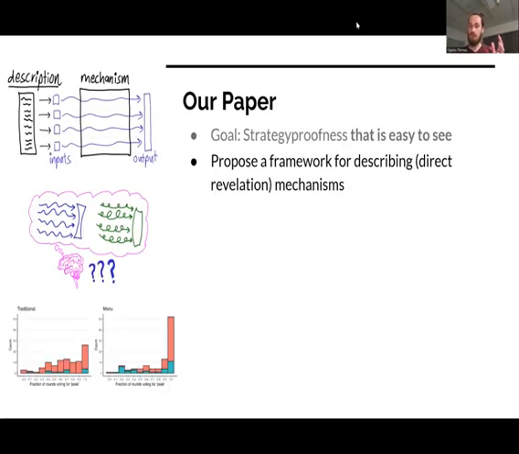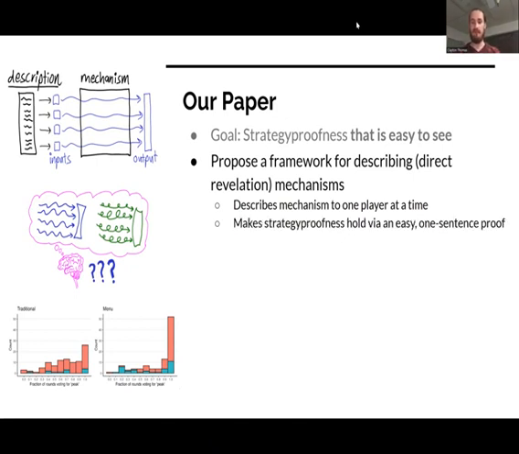So towards this goal, what our paper does is we propose a framework for describing direct revelation mechanisms. This framework describes things to one player at a time, so I'll tell one student at a time what they're going to get. And it makes strategy-proofness hold via an easy, universal one-sentence proof. For any description in our framework, this one-sentence proof shows strategy-proofness.